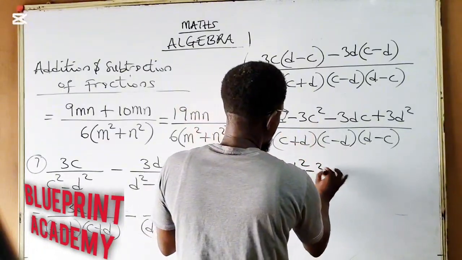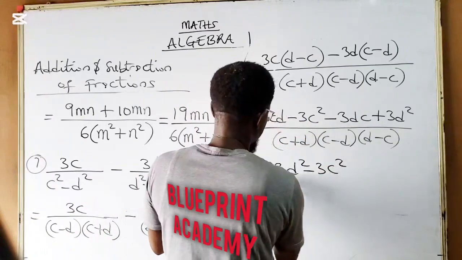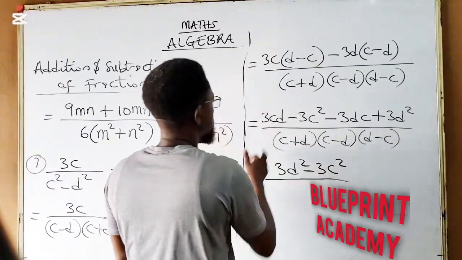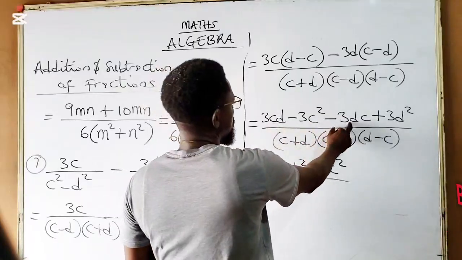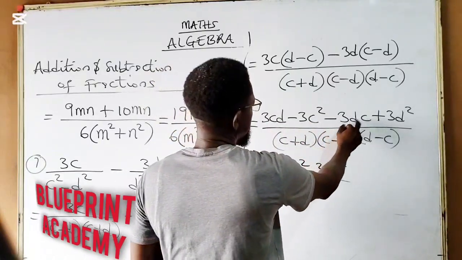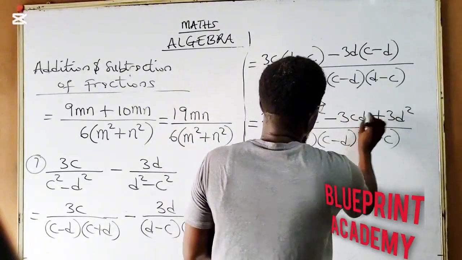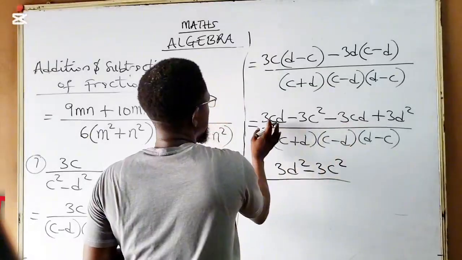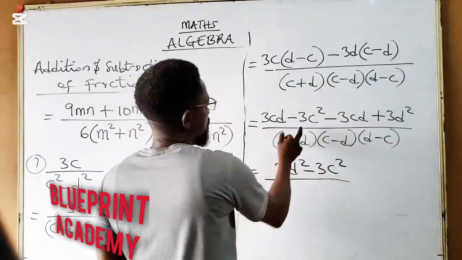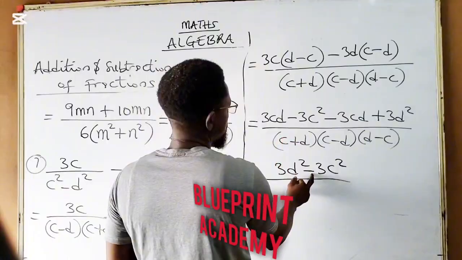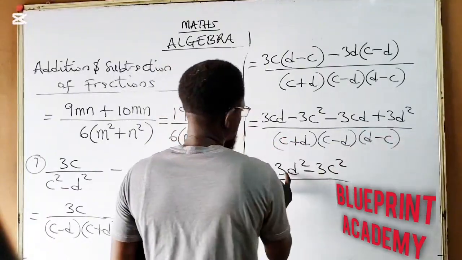Minus 3c squared. Because this 3cd, we cancel the 3cd here. Because this one is the same as cd. It's the same thing as what? cd. So minus 3cd, then plus 3cd we cancel out. We have minus 3c squared, which is this. Then plus 3d squared, which is this.